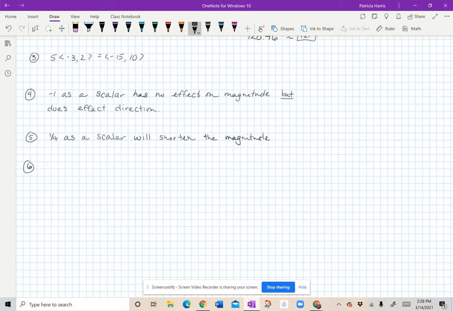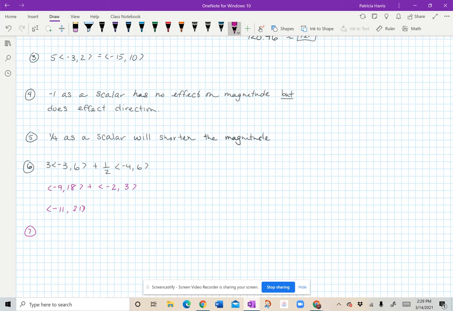Number 6. Again, we're simplifying. So 3 times a negative 3 is a negative 9. 3 times a 6 is an 18. 1/2 times a negative 4 is a negative 2. 1/2 times a 6 is a 3. Now we're going to add, and we're going to get negative 11, comma 21. And that's it.